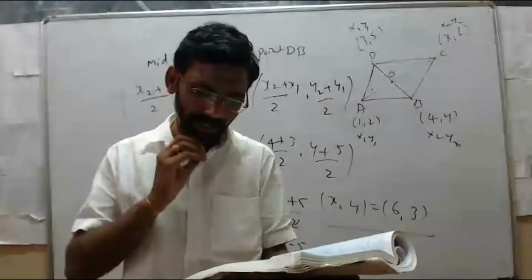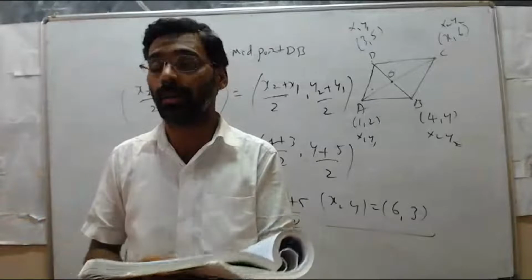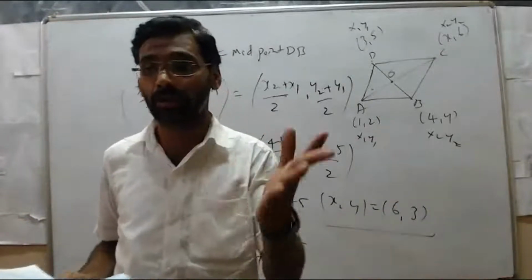Find the coordinates of A where AB is the diameter of a circle whose center is 2 comma minus 3 and B is 1 comma 4. Indirectly, we have to find the coordinates.